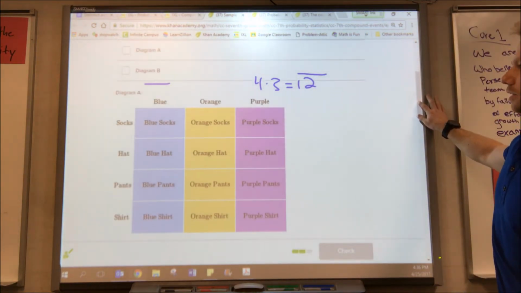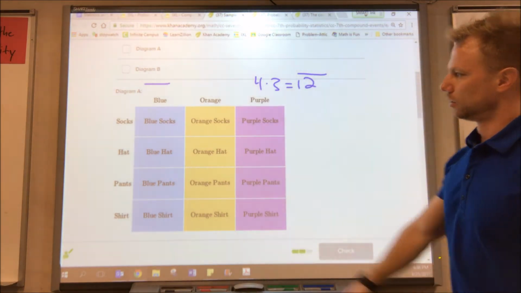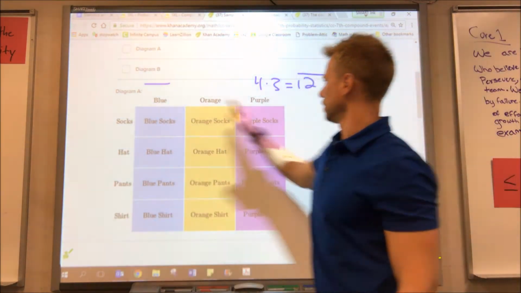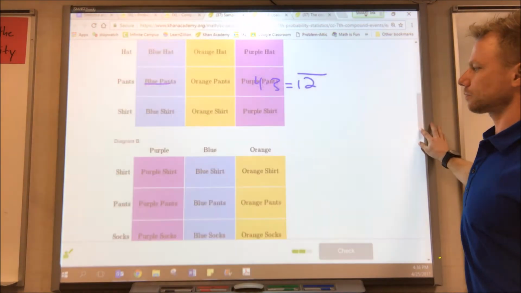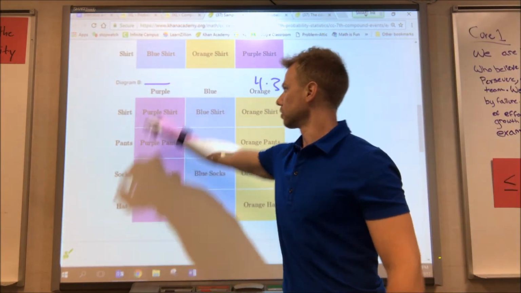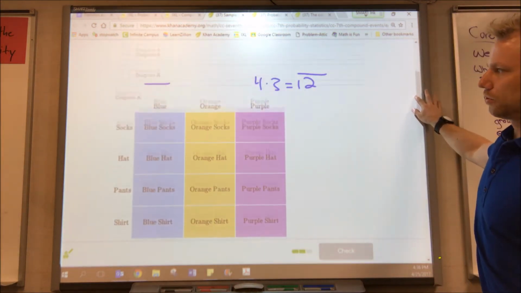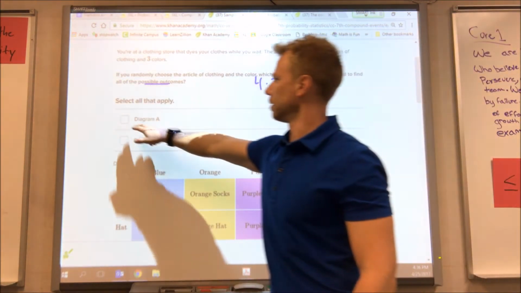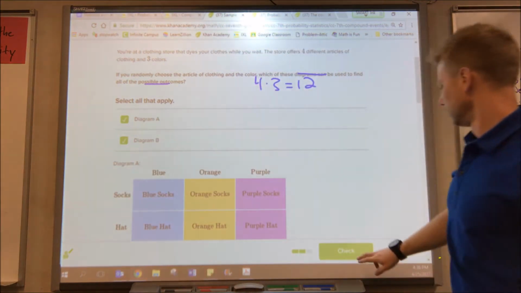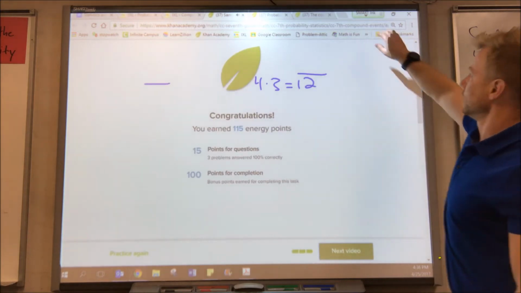All right, so let's look at this. This has 3, 6, 9, 12. We have the articles of clothing and the colors there. This one has 3, 6, 9, 12. It has the articles of clothing and the colors there. So both of them actually will work. They both give us 12 outcomes with colors and articles of clothing. That's what we needed.